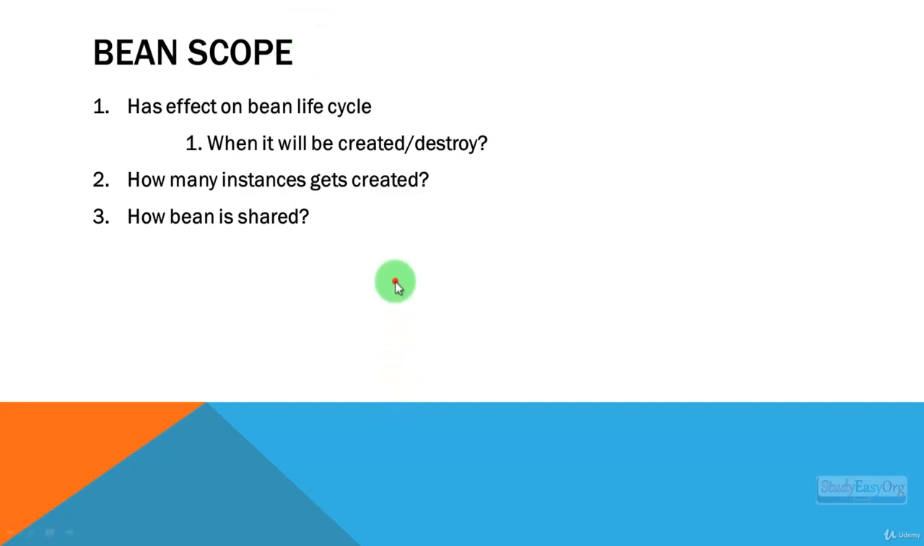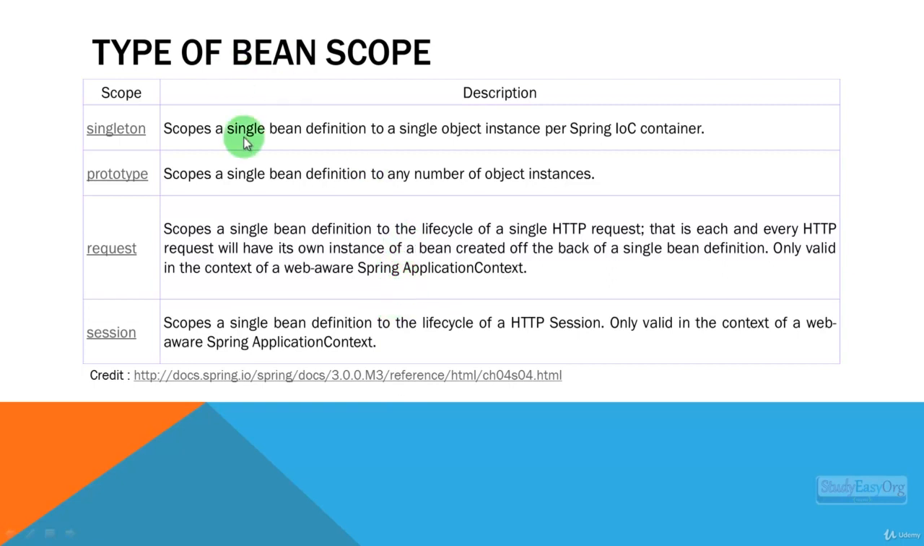Now let us check the types of bean scopes. There are majorly four types of bean scopes. First one is singleton. By default, singleton scope would be applied to your bean, meaning singleton is the default scope. Either you define it or you don't define the scope, singleton would be used. Moreover, there is yet another bean scope, which is prototype. If we define the bean as prototype, then this particular scope would be applied.